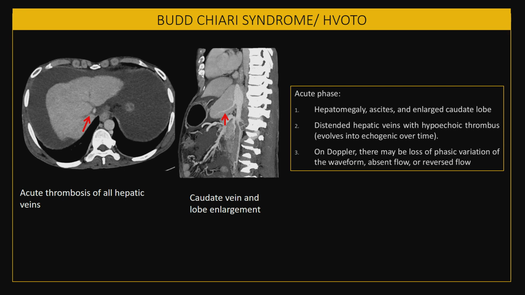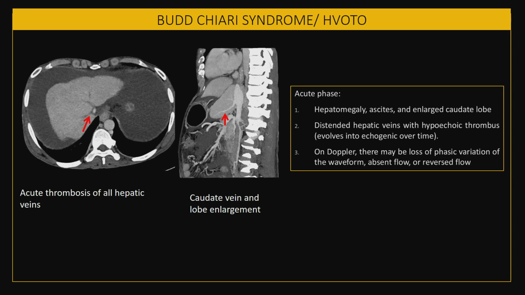The caudate lobe has a separate vein. As you can see here, the caudate lobe is draining separately into the IVC. So this vein is not affected by the thrombosis of all the 3 major hepatic veins. This vein is patent, and so the caudate lobe hypertrophies to a great extent. Over time, these hepatic veins will change into echogenic fibrous cords.